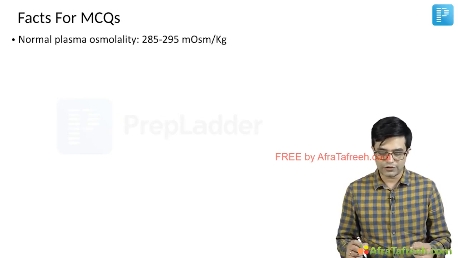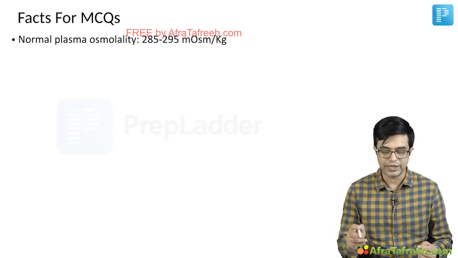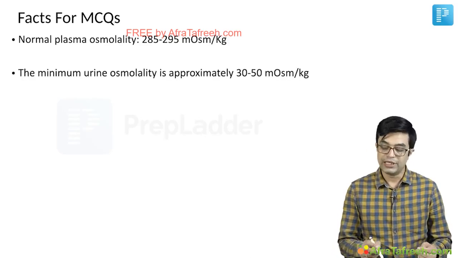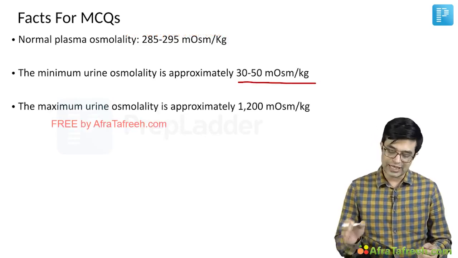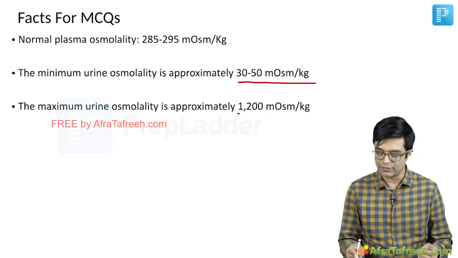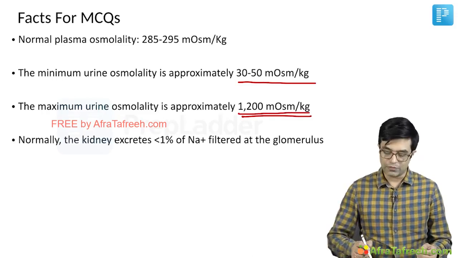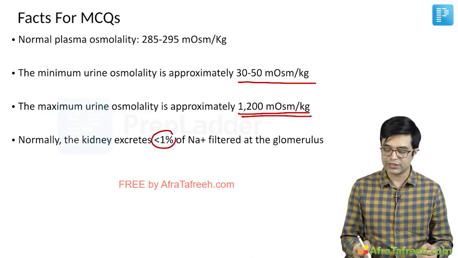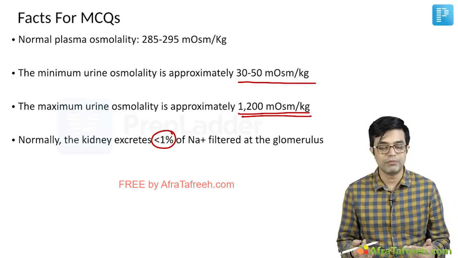So facts for MCQ, first of all, they can ask you normal plasma osmolality. It is between 285 to 295 milliosmoles per kg. The minimum urine osmolality is 30 to 50 milliosmoles per kg and the maximum urine osmolality is 1200 milliosmoles per kg. Urine cannot be concentrated beyond this point. And normally the kidneys excrete less than 1% of the sodium which is filtered at the glomerulus. So that is how efficient the kidneys are in preserving sodium.